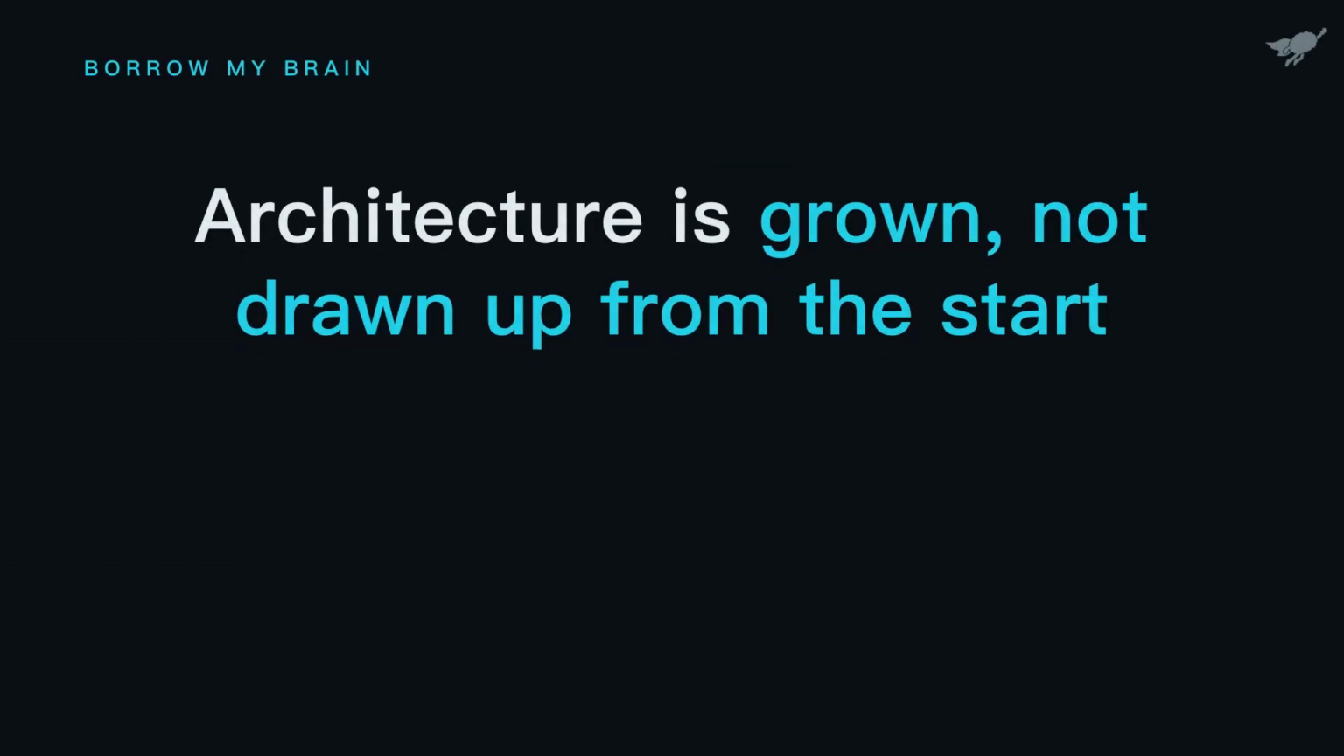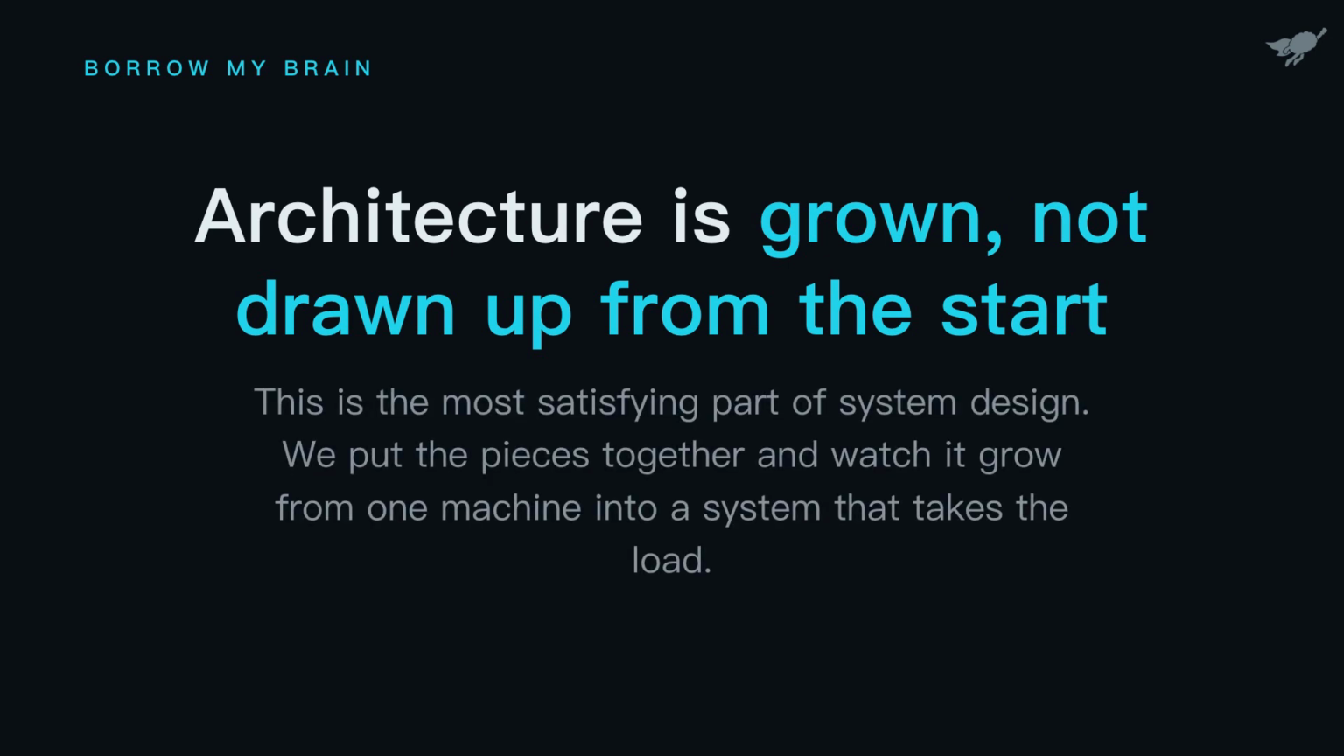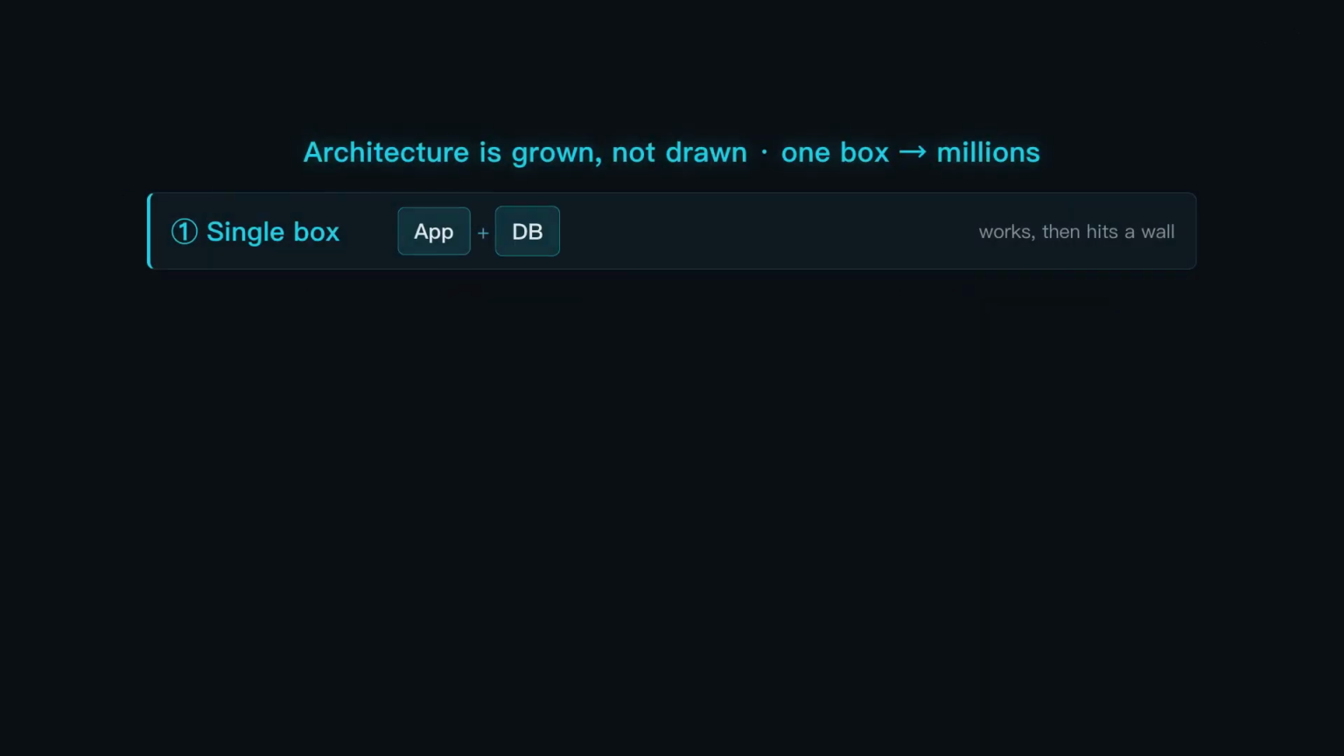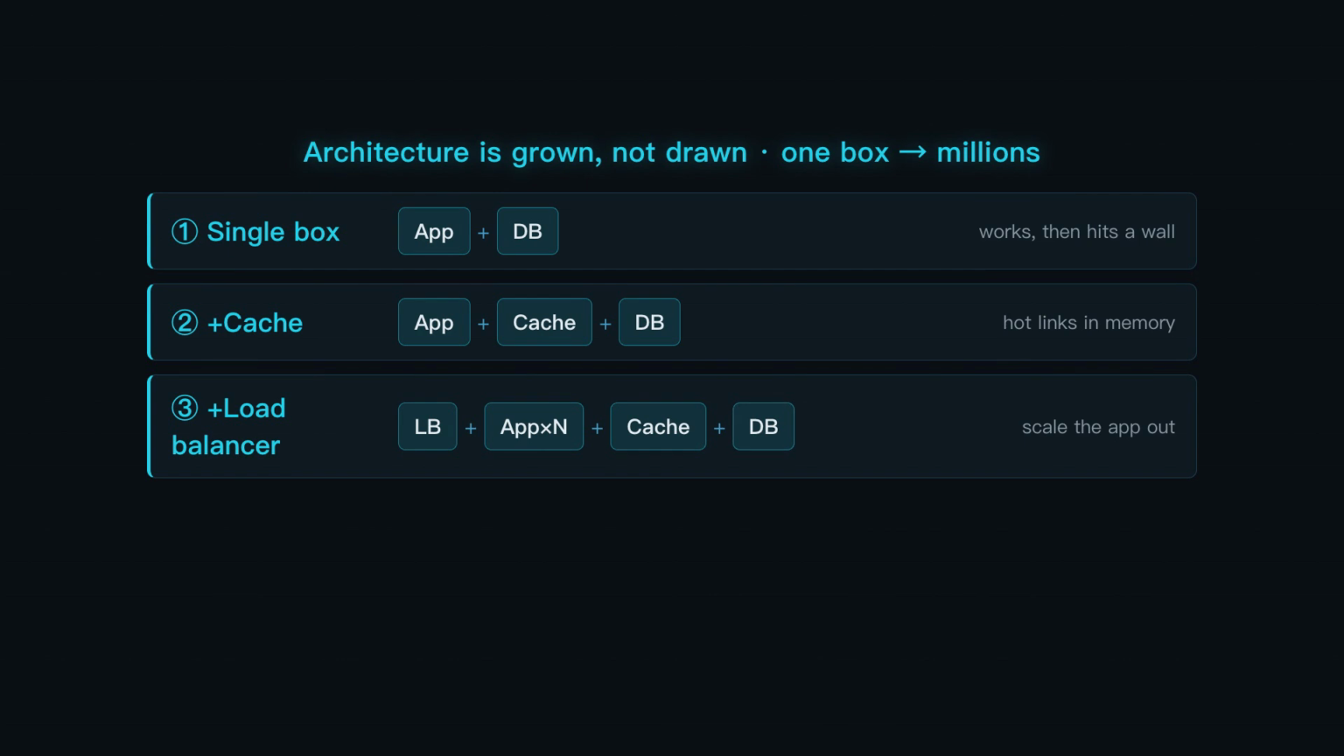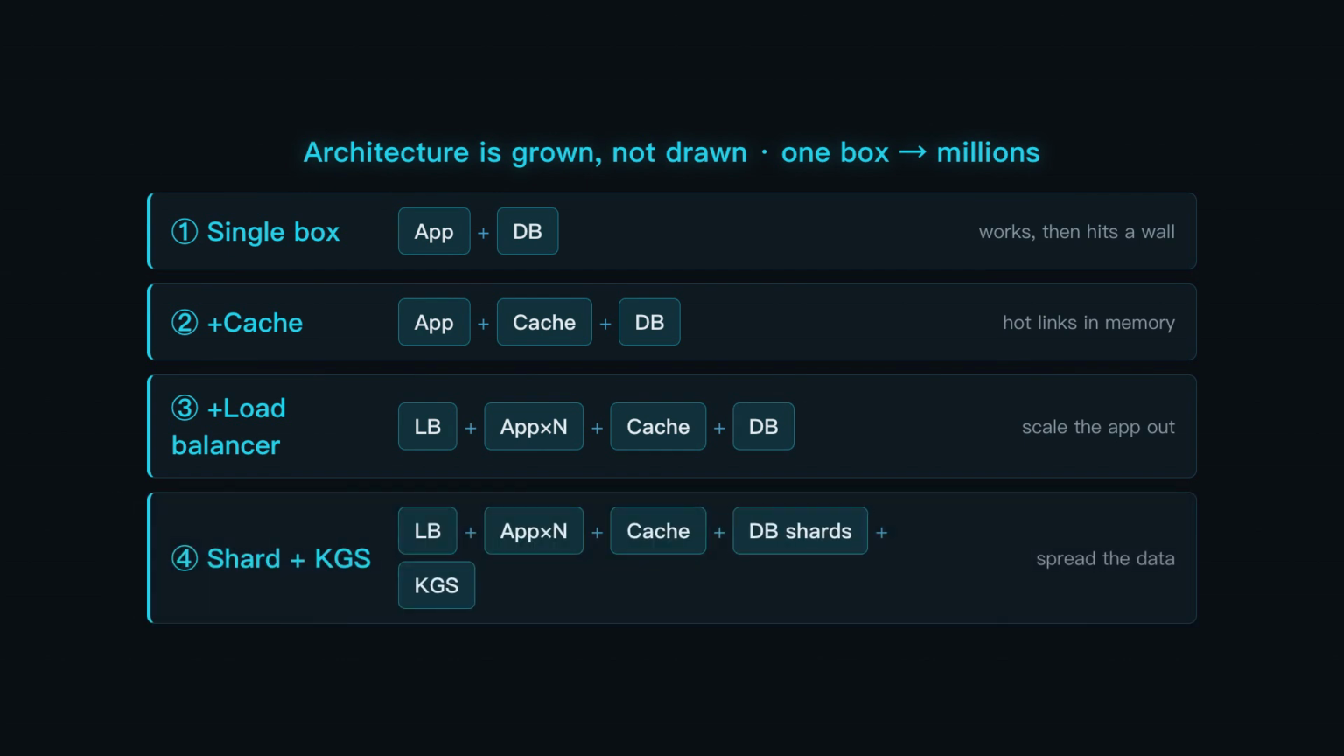Now let's put these pieces together and watch it grow from one machine into a system that can take the load. This is the most satisfying part of system design. Architecture is grown, not drawn up perfectly from the start. Step 1. Single machine, one app plus one database. Too many reads and the database buckles first. So step 2. Add a cache out front, hot links go through memory.